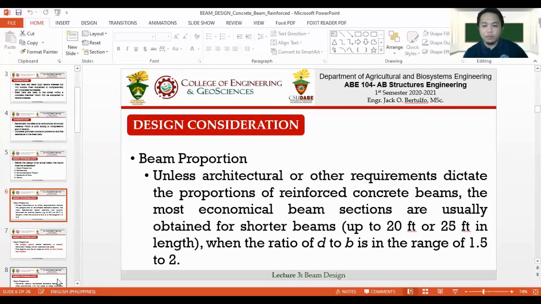So up to 20 feet or 25 feet in length, when the ratio of d to b is in the range of 1.5 to 2. That's very common, no? 1.5 to 2 is the ratio for the depth and the width.